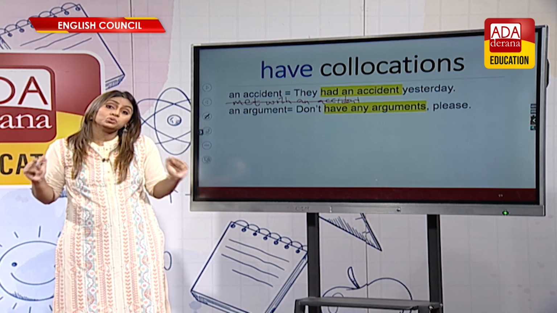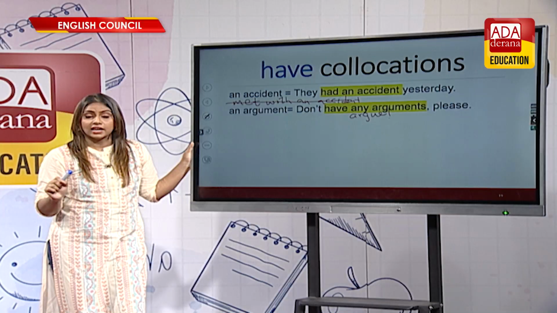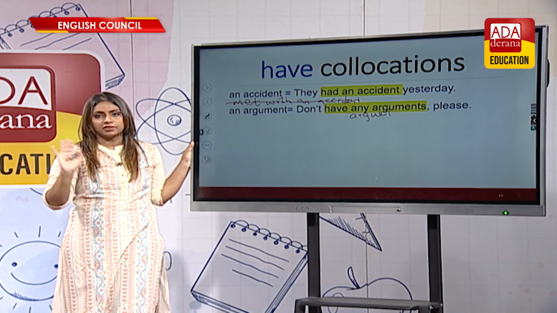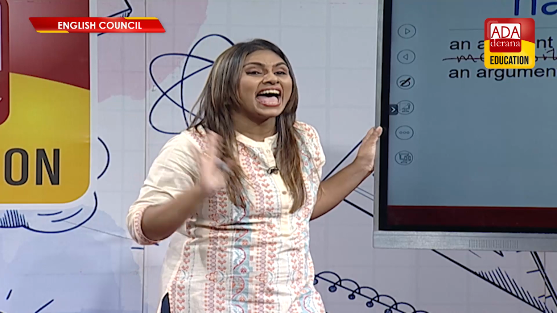And next you have an argument. To have an argument. Argue is have an argument as a verb. Don't argue. Son, don't argue. I'm not going to let you go to the party. Okay, don't argue. Or you can say, don't have any arguments. Please go and talk to him nicely, okay? Don't have any arguments.